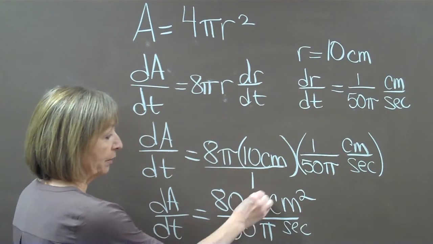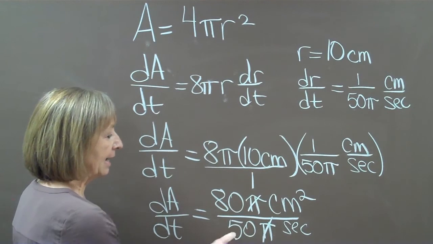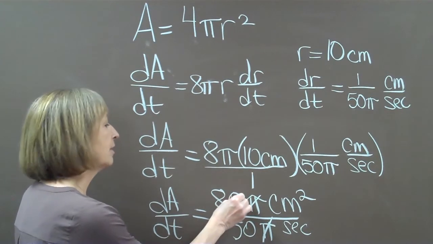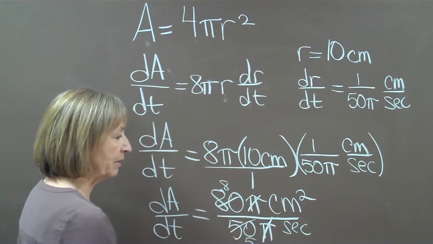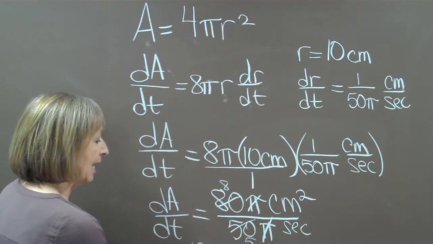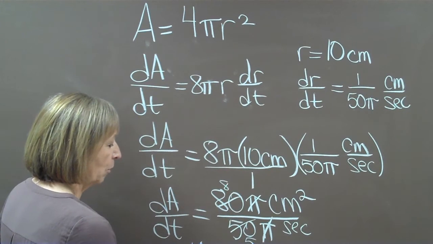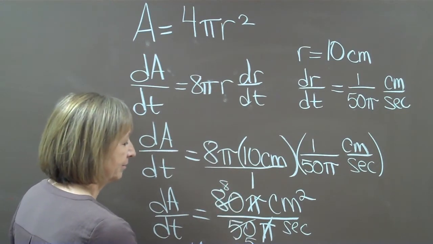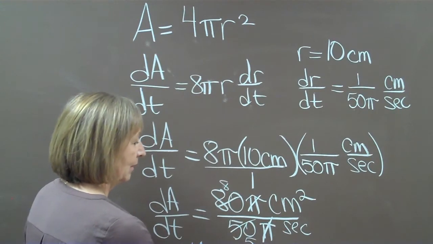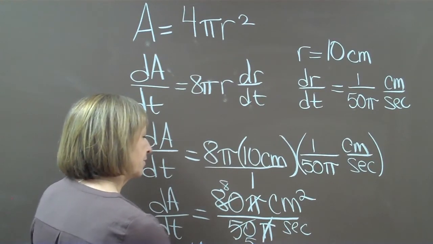Removing our common factor pair of pi's and a common factor pair of 10 gives me an 8 in the numerator, and a 5 in the denominator. So my dA/dt at that moment is 8/5 square centimeters per second.